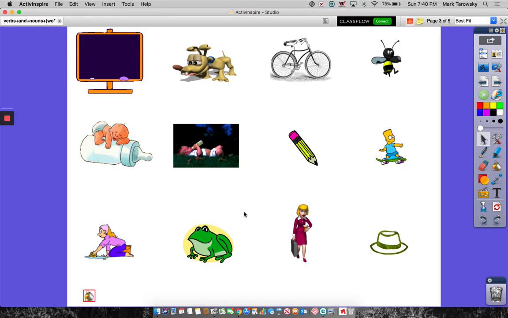So as we look at some of these others, they all are nouns, and then some of them can also be verbs. So for instance, we see Bart on the skateboard. So Bart is a noun. The skateboard is a noun, and he skates. That would be a verb. We have the pencil, a noun. You write with it. That is a verb. And of course, we have some babies. This one is drinking. Drink would be a verb. This one is sleeping, another verb.